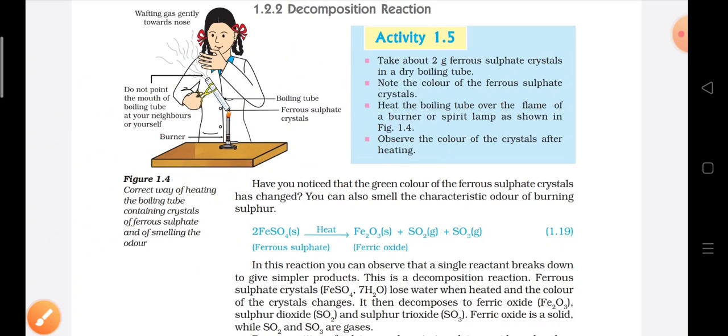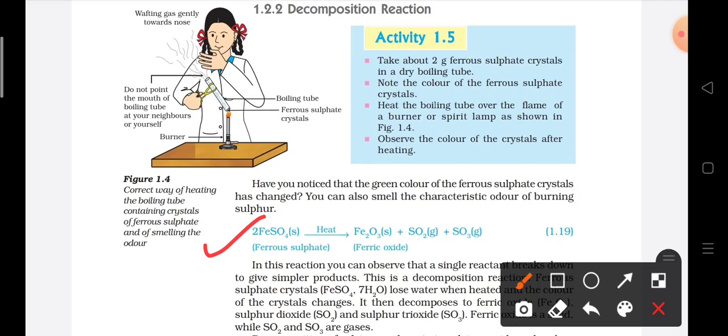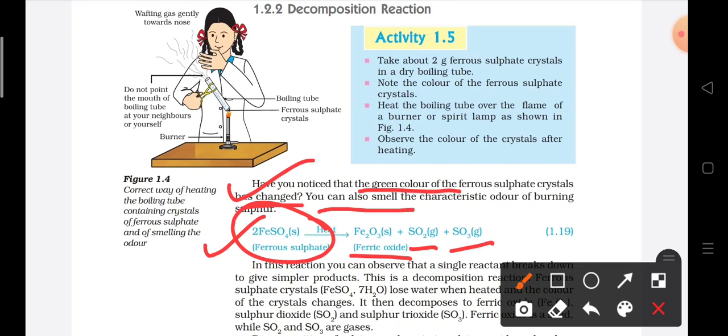Okay, when ferrous sulfate or iron second sulfate is heated, it is converted into ferric oxide, that is Fe2O3, sulfur dioxide, and sulfur trioxide. So you have noticed that the green color of the ferrous sulfate crystal has changed. Why? Because it is now being consumed and converted into other things, so its color has changed. You can also smell the characteristic odor of burning sulfur.